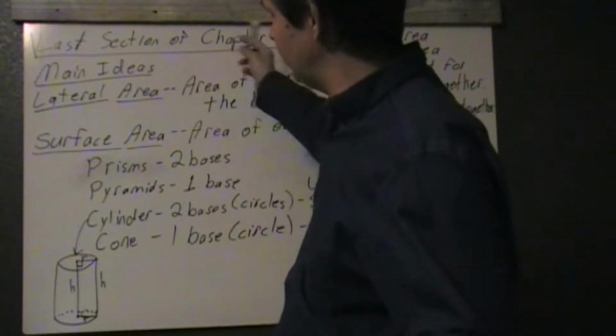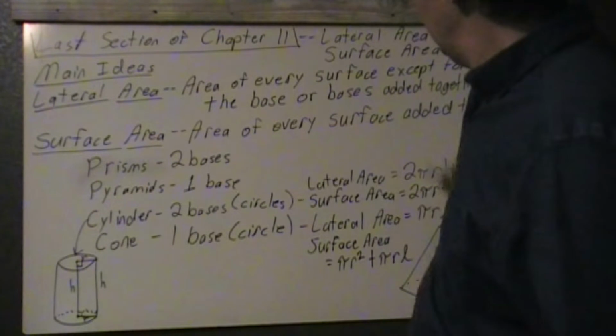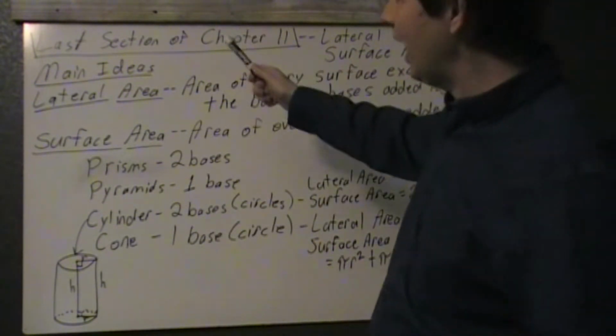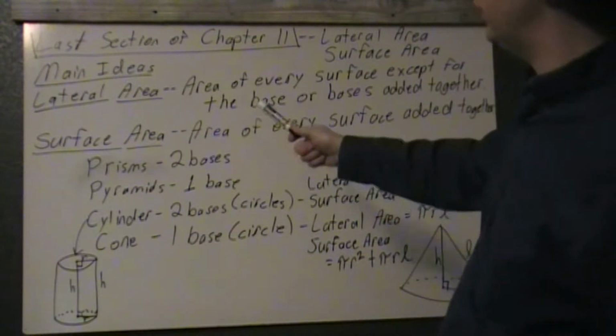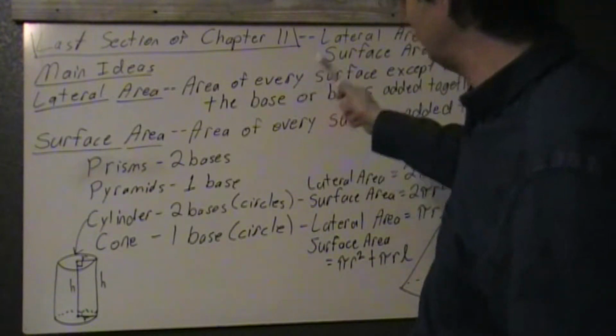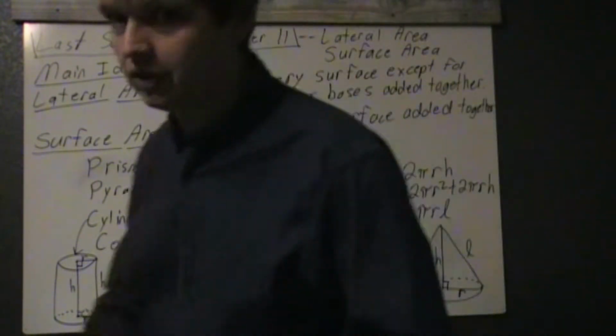So first off, this is the last section of chapter 11. We're talking about lateral area and surface area. And the main idea is that the lateral area is the area of every surface except for the base or bases added together. Here's an example.